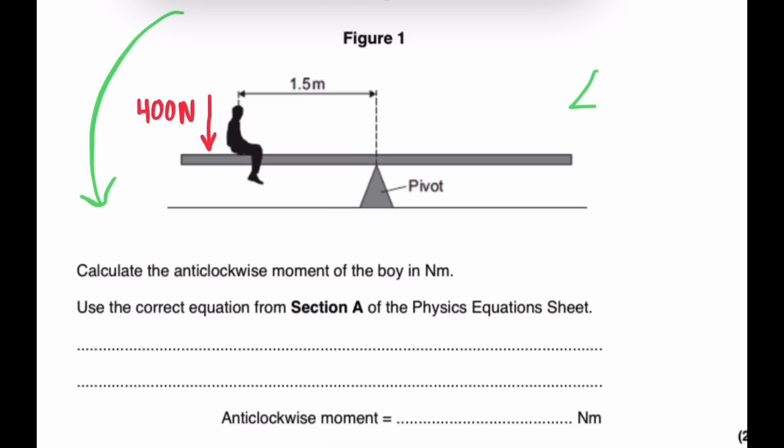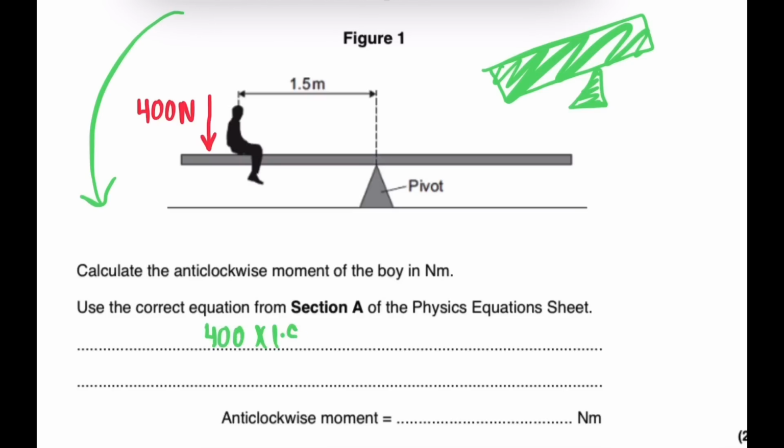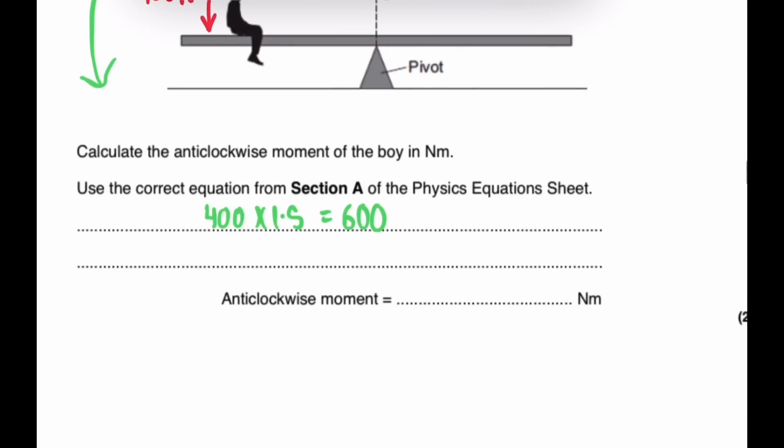So you can imagine this. This is the pivot and this is the seesaw. So the person is going to go to the other side. So what you're going to do is you're going to do 400 times 1.5, which is 600 Newton meter.